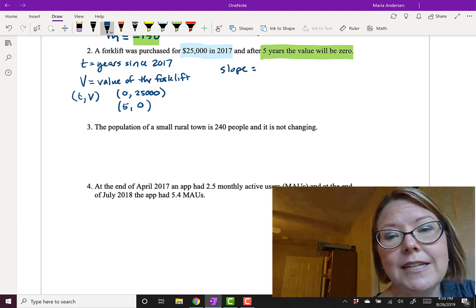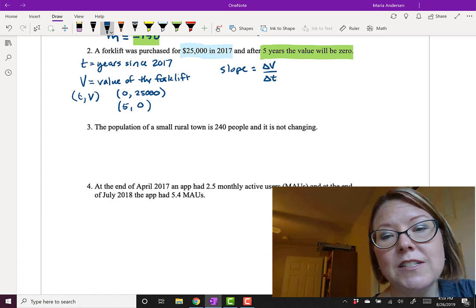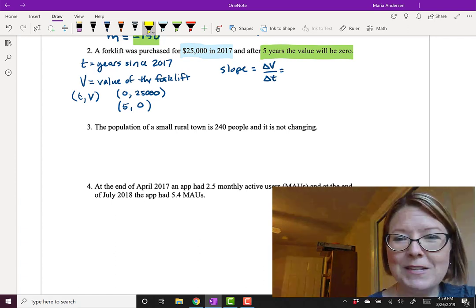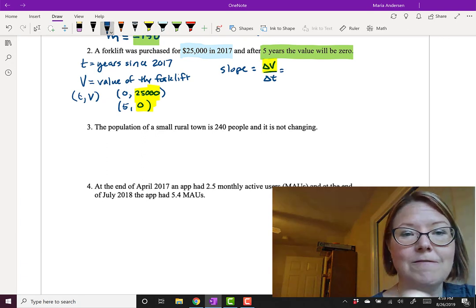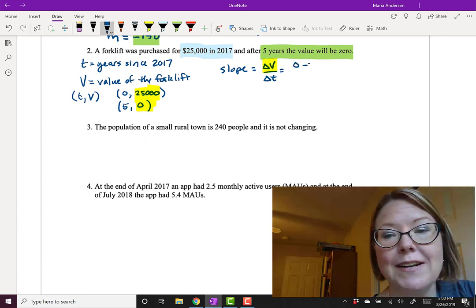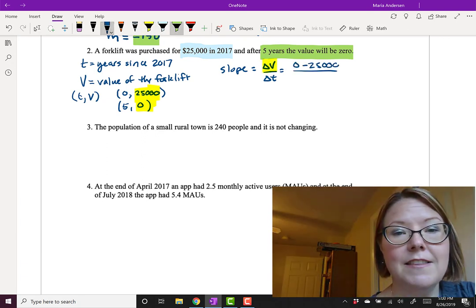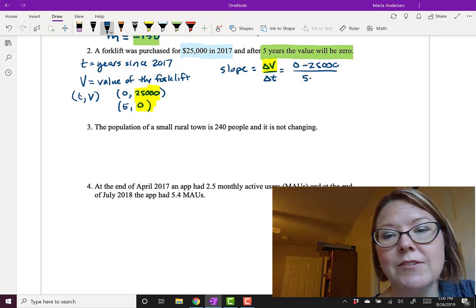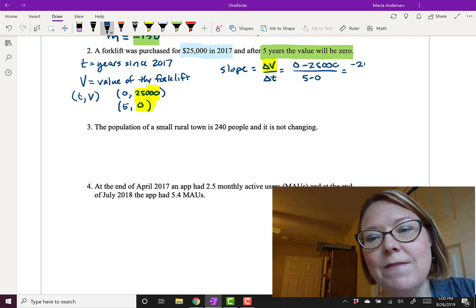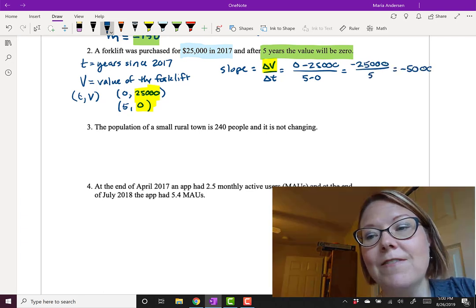So our slope is delta V over delta T. Now notice I have written the points vertically to each other to make the subtraction easier. So I'm going to do delta V first, which is 0 minus 25,000, and then delta T second, which is 5 minus 0. That gives us negative 25,000 over 5, or negative 5,000.